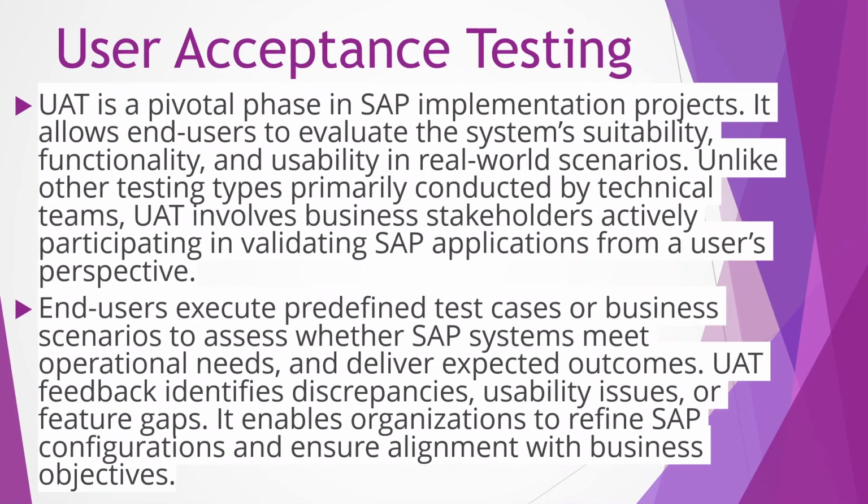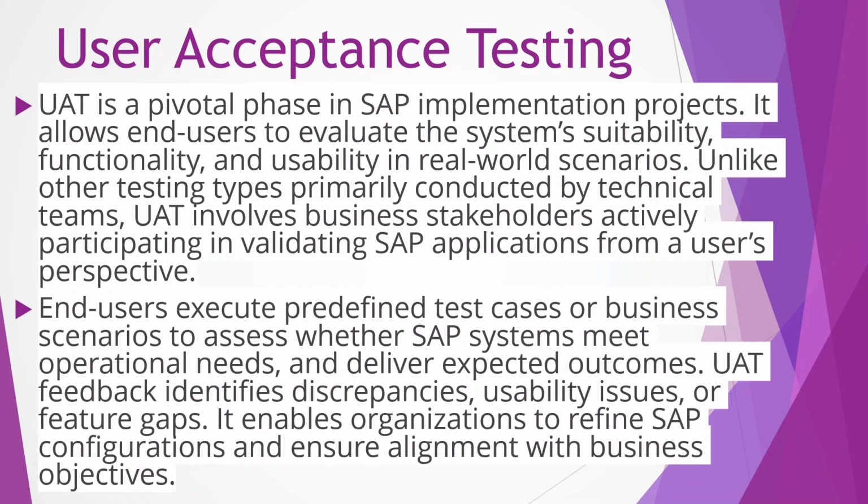User acceptance test, also called UAT. This UAT is used across all projects: implementation, support, enhancement, everywhere. It is a pivotal phase in SAP implementation projects particularly. It allows end users to evaluate the system's suitability, functionality, and usability in real world business scenarios. Unlike other testing types primarily conducted by the technical teams, UAT involves the business stakeholders actively participating in validating SAP applications from the business user's perspective.